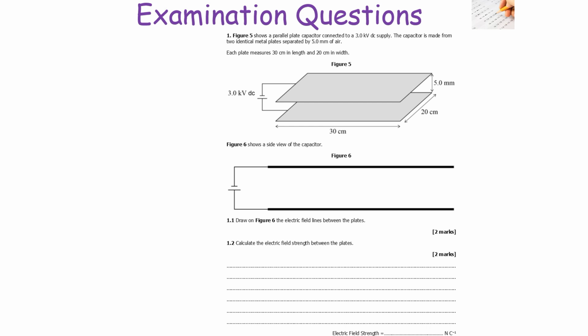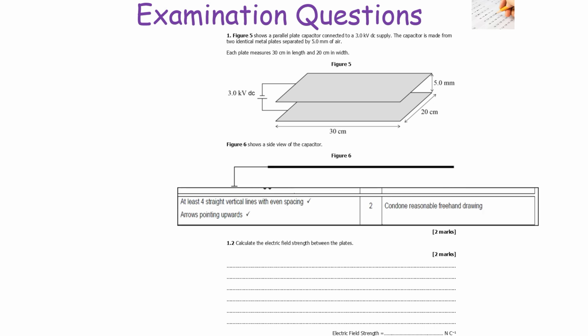Well, the first one, remember what we've got to be aware of is that the electrical field lines will always go from the highest value to the most negative value. So therefore you're going to have at least 4 straight vertical lines because it's a uniform field, and the arrows are pointing upwards. You know this because you've got your negative value at the top and your positive value at the bottom, so it's going to be going upwards.